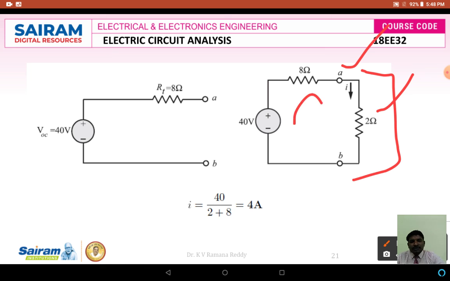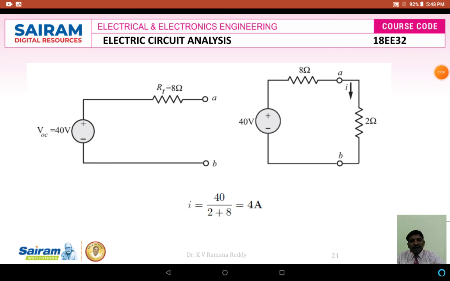Now this is a very simple circuit compared to the given circuit in the problem. The given circuit consists of 2 loops, while the simplified circuit consists of only one loop. What is the current flowing in this loop? That is called I, our ultimate solution. Therefore, I is equal to V by R equivalent. Here V is 40, and R equivalent is 8 plus 2, so 40 divided by 10. So I is equal to 4 amperes. Therefore, according to the given problem, the unknown parameter I is equal to 4 amperes. That is the solution for the given problem.